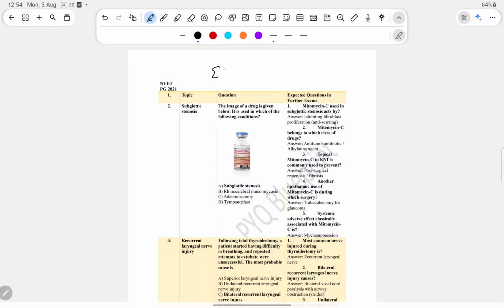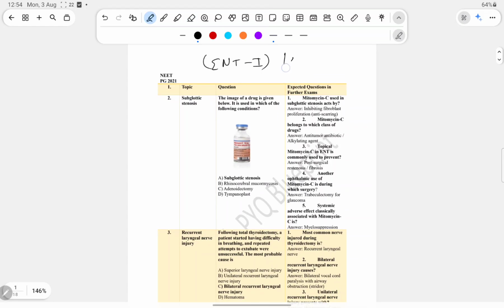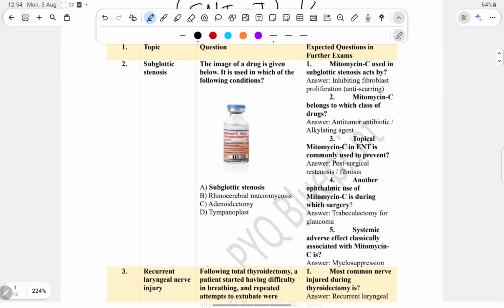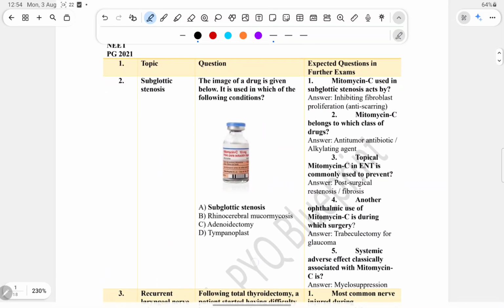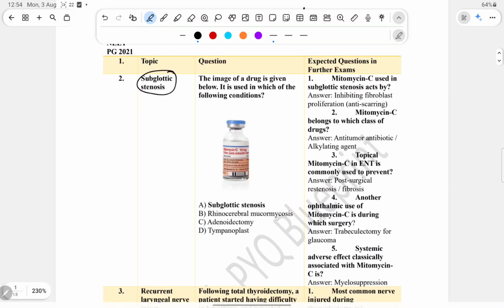So let's start with the ENT part 1. We will cover half of this topic in this part. Okay. So first we will start with the first topic, that is subglottic stenosis.